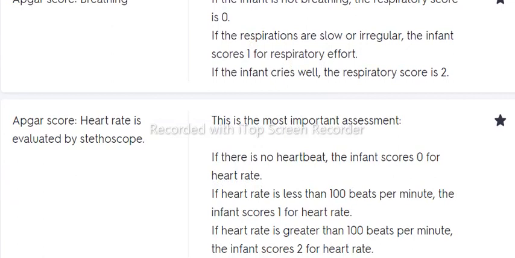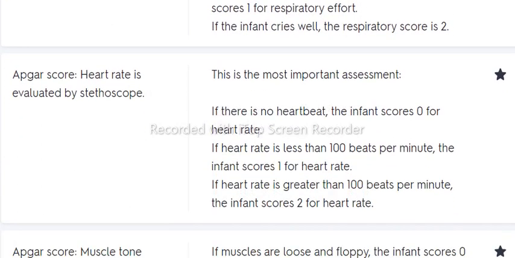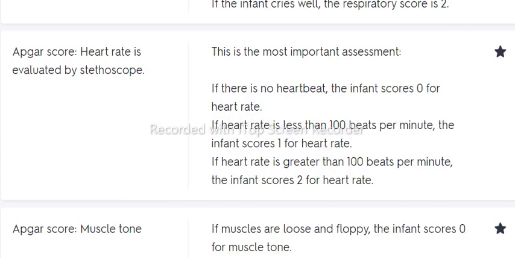Apgar score, heart rate is evaluated by stethoscope. This is the most important assessment. If there is no heartbeat, the infant scores 0 for heart rate. If heart rate is less than 100 beats per minute, the infant scores 1. If heart rate is greater than 100 beats per minute, the infant scores 2.